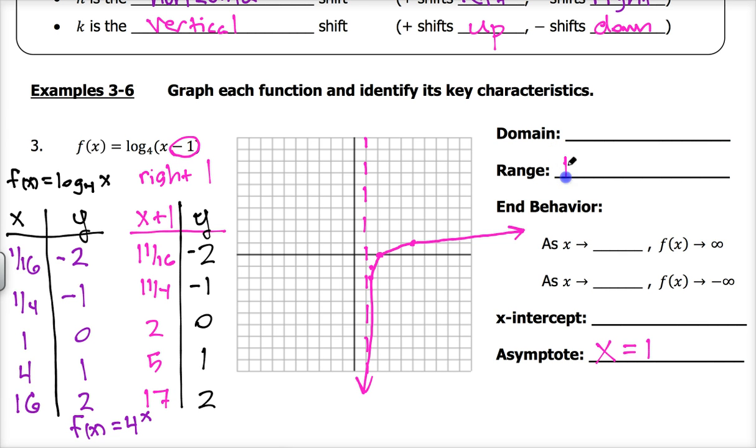Again, the range is all reals. The domain values are all to the right of our vertical asymptote. They're all x greater than 1. As the y values get larger, x also gets larger. So x approaches infinity, we say. As the y values get smaller, x gets closer and closer to 1. So x approaches 1. Our x-intercept for this graph is here at 2, 0.